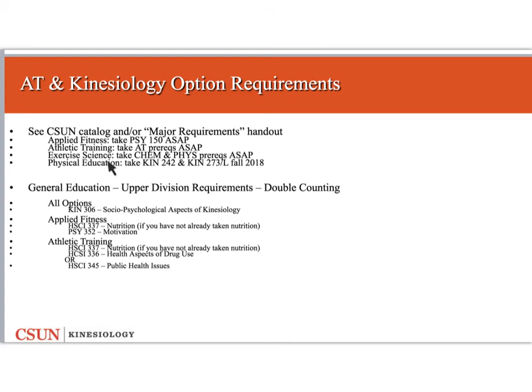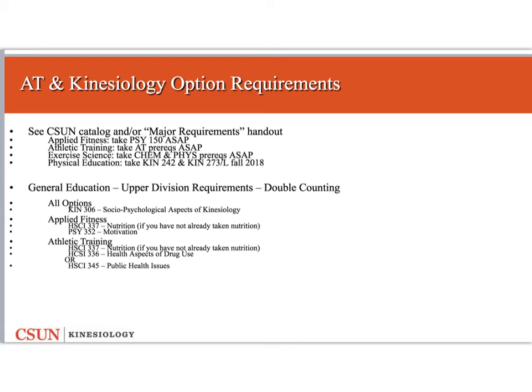For physical education, we highly recommend that you take both Kin 242 and Kin 273 in the fall of 18, because those are prerequisites for courses that you need after that. If you don't get these in the fall, it's going to be hard for you to complete your degree in 4 semesters.